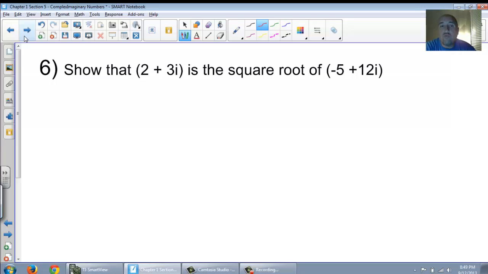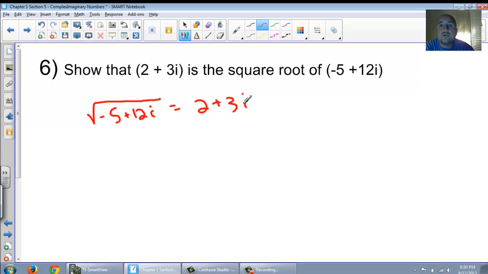Lastly, for this section, we have one more problem, which is example 6. It says, show that 2 plus 3i is the square root of negative 5 plus 12i. So what I want you to show is that the square root of negative 5 plus 12i is equal to 2 plus 3i. Okay, so that's what they want you to show.